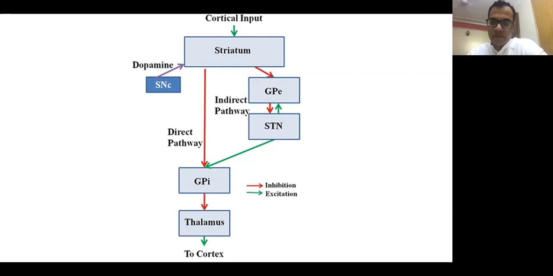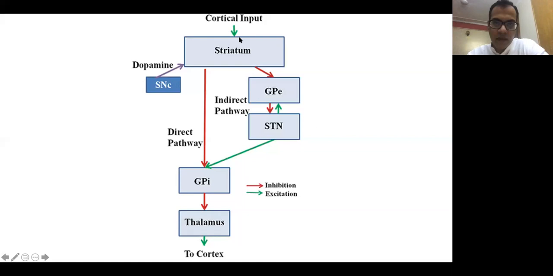This is not the only circuit. So cognition gets involved, vision gets involved, autonomic pathways get involved, but the majority of the motor manifestations are explained by these two circuits, which are the direct and the indirect pathways. So the function of the direct pathway is to increase movement.